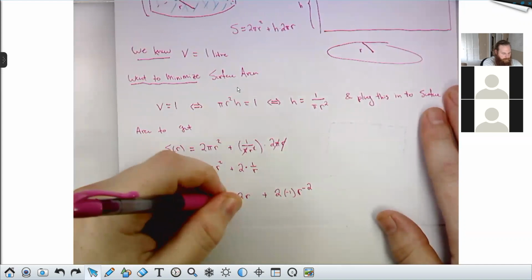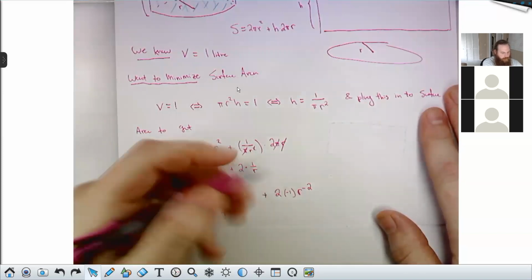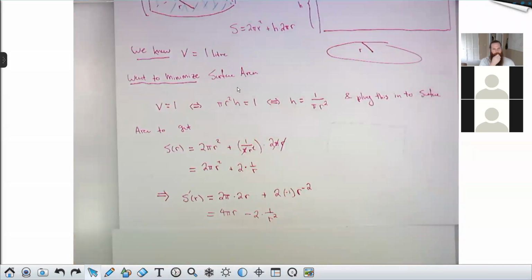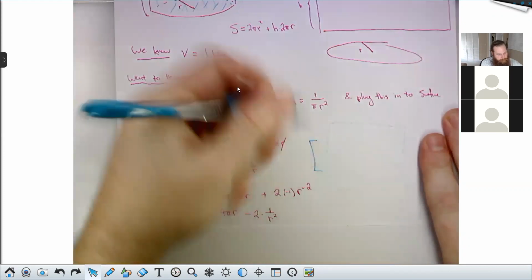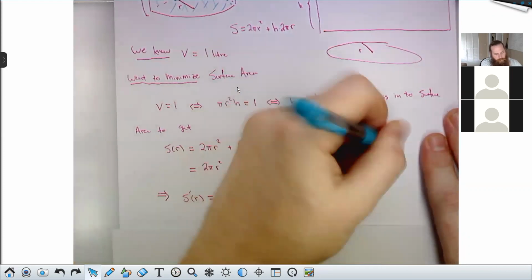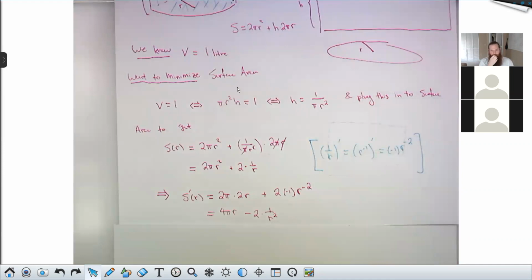I can clean this up. 2 pi times 2r is 4 pi r, plus 2 times negative 1 times r to the negative 2 is minus 2 times 1 over r squared. Is everybody following the differentiation? Maybe on the side here, I'll add the thing we used. 1 over r primed is r to the negative 1 primed is negative 1 r to the negative 2. Just a power rule.